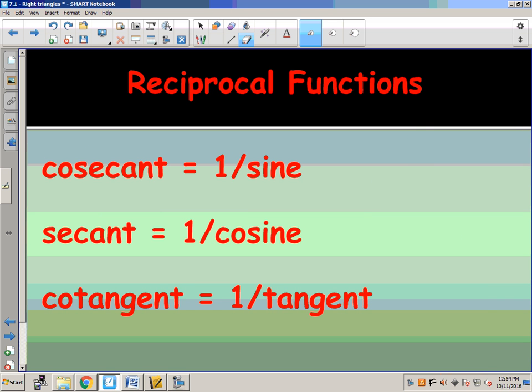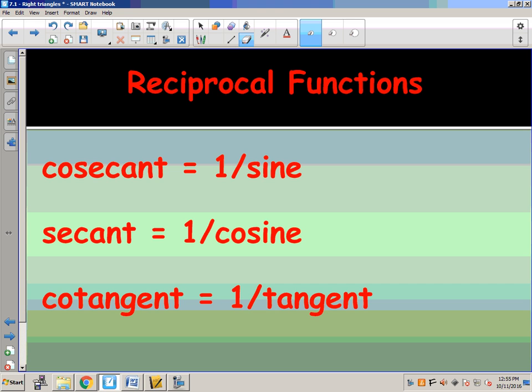Secant, cosecant, and cotangent. These are the reciprocal functions. So there are 6 trig functions that we're going to be worrying about. So introducing 3 new ones. Now the nice thing about these 3 new ones is that they're related to the original ones. The cosecant is the reciprocal of the sine function. The secant is the reciprocal of the cosine function. The cotangent is the reciprocal of the tangent function.